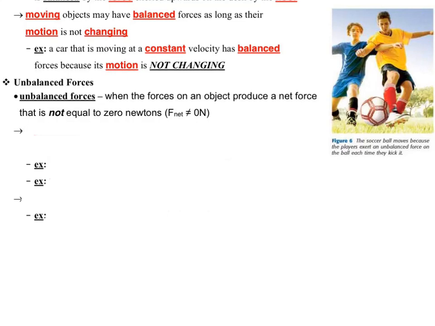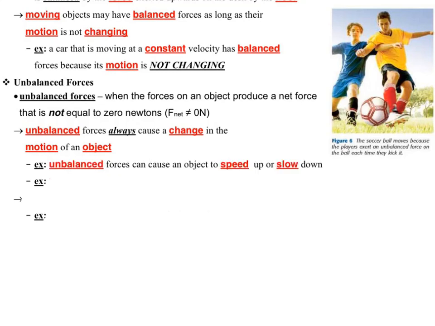What can we say about unbalanced forces and the motion of objects? What we can say here is that unbalanced forces, unlike balanced forces, always cause a change in the motion of an object. For example, what causes objects to speed up or slow down? Well, unbalanced forces can cause objects to speed up or slow down. And what can cause the motion of an object to change direction? Unbalanced forces can cause an object to change its direction of travel.